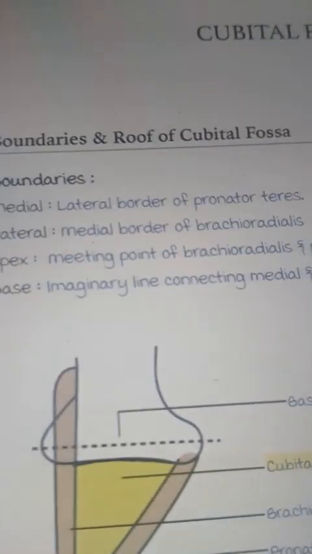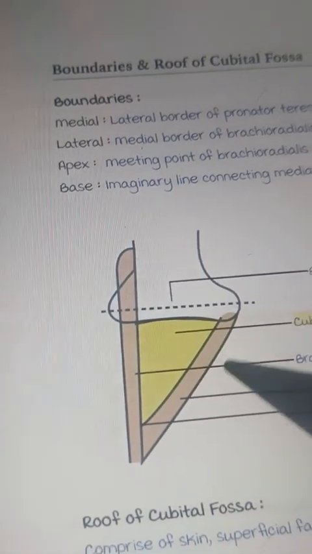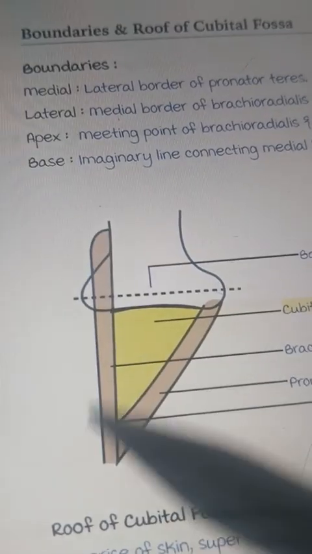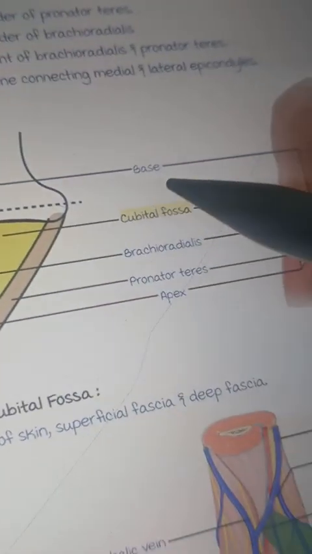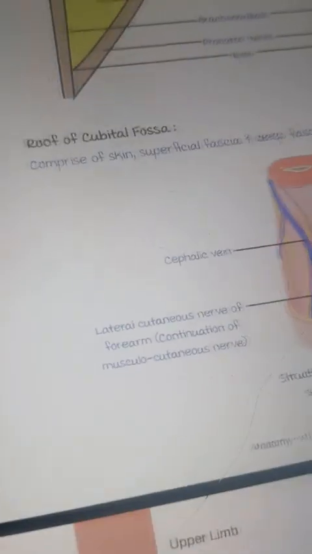So what are the boundaries? The medial boundary is the lateral border of the pronator teres. The lateral boundary is the medial border of the brachioradialis. The apex is the meeting point of the brachioradialis and pronator teres. And the base is an imaginary line connecting the medial and lateral epicondyles. Those are the boundaries.